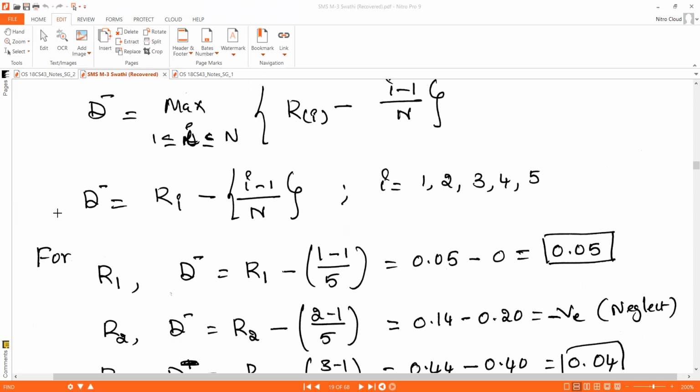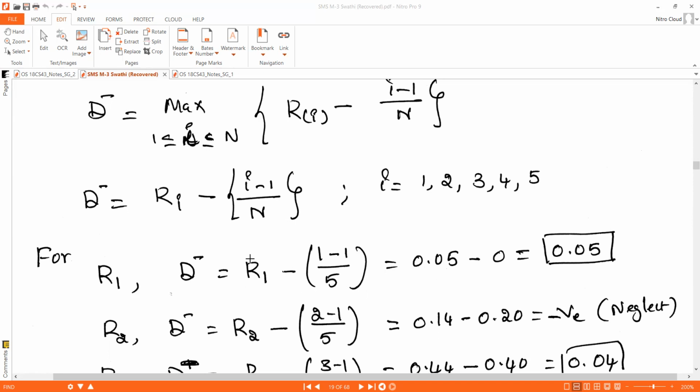When i equal to 1, how will the formula become? This d minus is equal to, wherever i is there, we need to substitute 1. So the formula will become like this. Ri will become R1, since we are substituting 1 in place of i. So d minus is equal to R1 minus (1 minus 1) by n, and n value is 5. So we'll write 5 here.